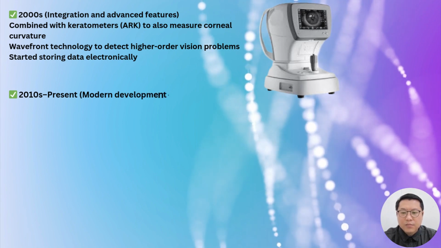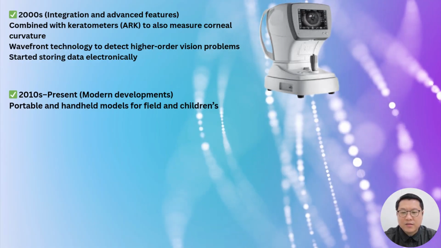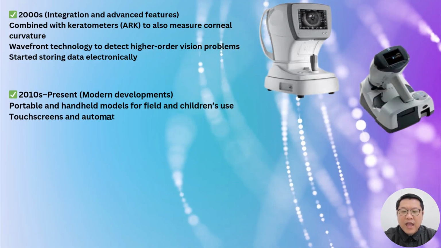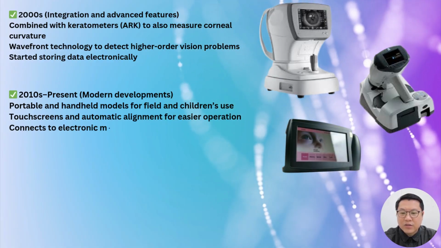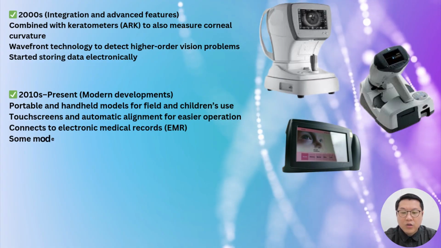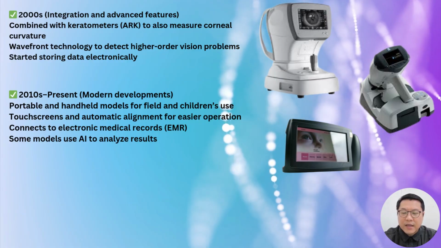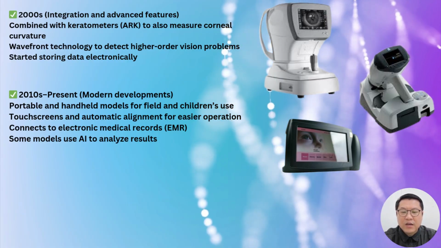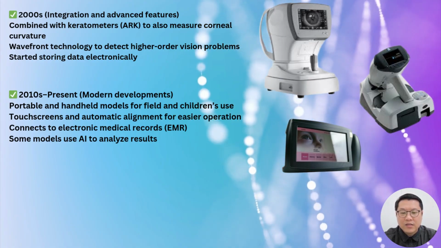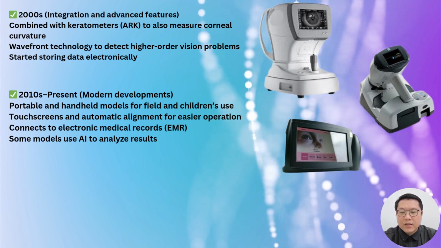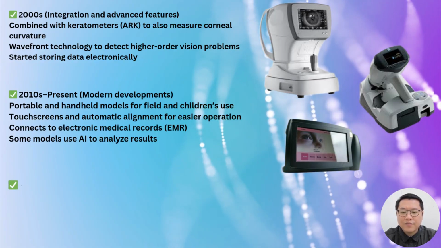In 2010's present model development, autorefractor has become more advanced. We now have portable and handheld versions, especially useful for field work and examining children. Features like touch screen, automatic alignment, and voice prompt make the device easy to use even for beginners. Many models now connect to electronic medical records (EMR). Some even use AI, artificial intelligence, to assist in interpreting the result. This update has made autorefractor more user-friendly, efficient, and clinically powerful.